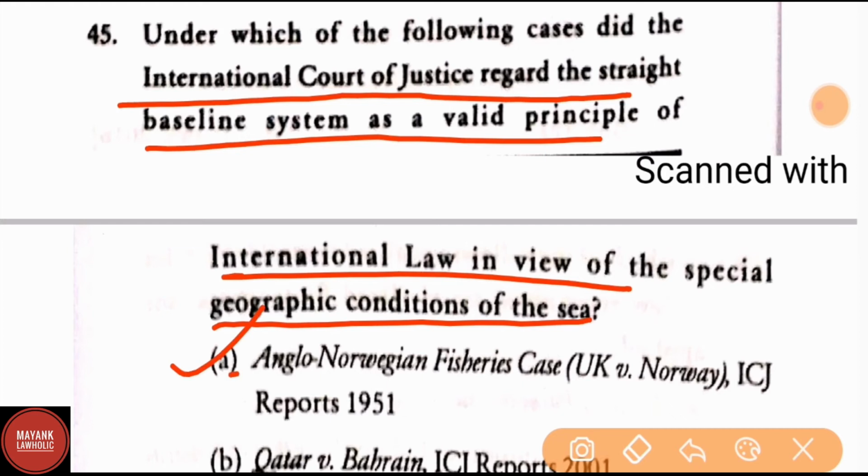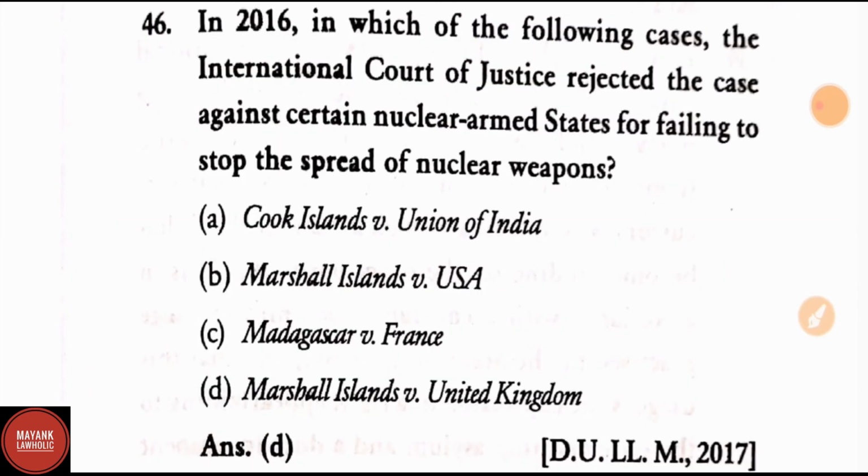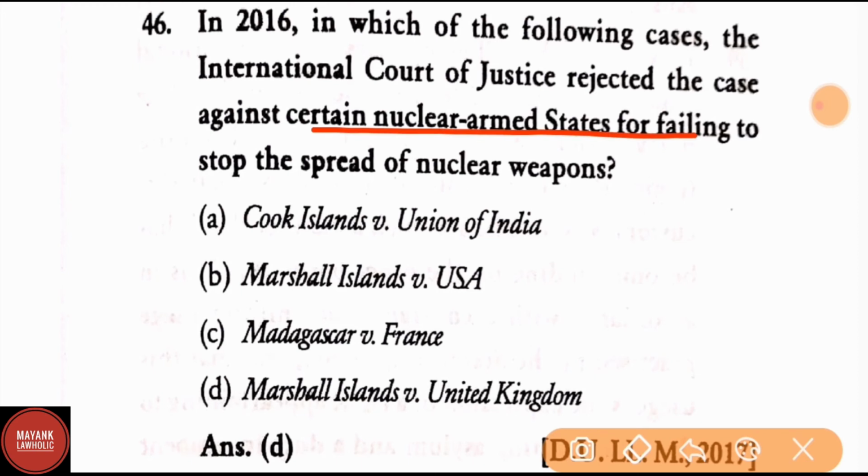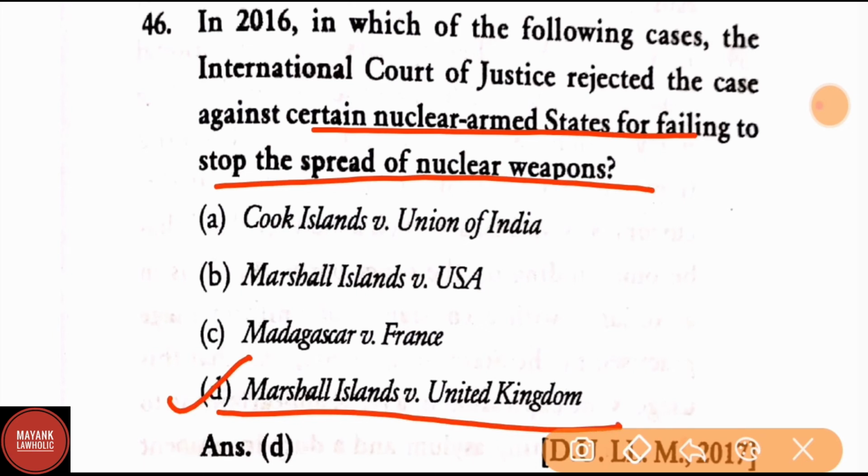It was held in Anglo-Norwegian fisheries case, UK versus Norway, International Court of Justice. Question number 46. In 2016, in which of the following cases the International Court of Justice rejected the case against certain nuclear armed states for failing to stop the spread of nuclear weapons? It was held in Marshall Islands versus United Kingdom case.